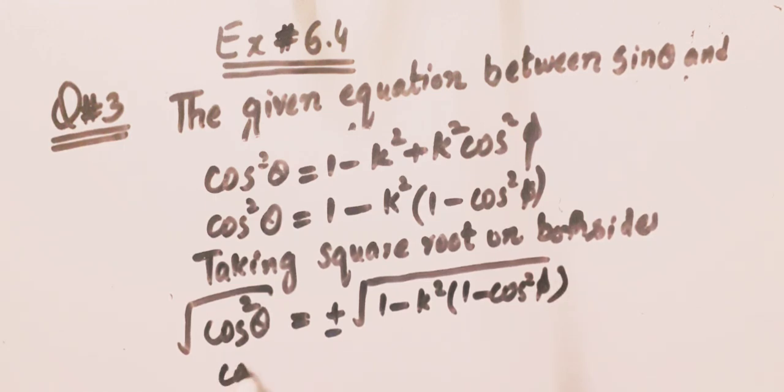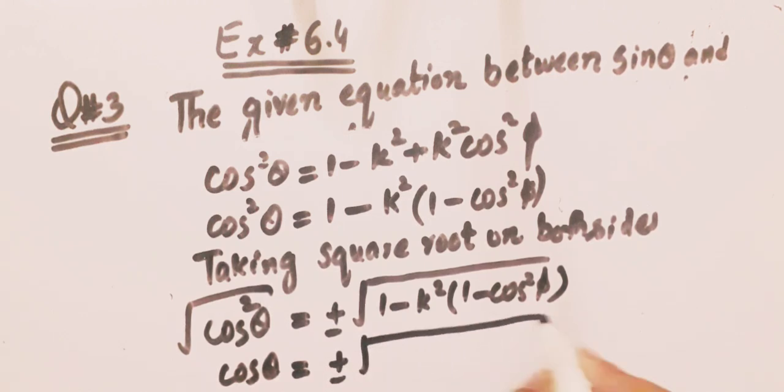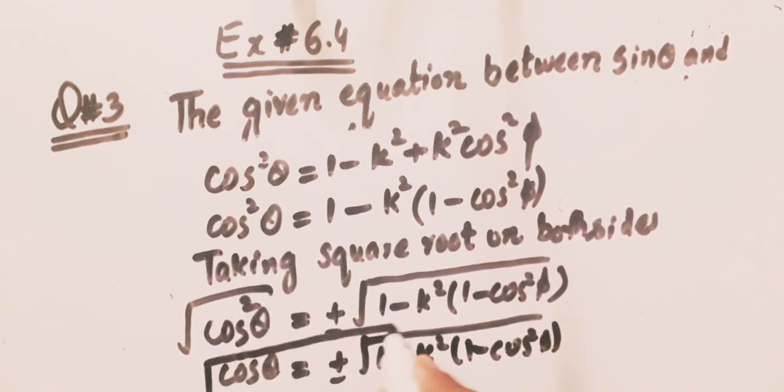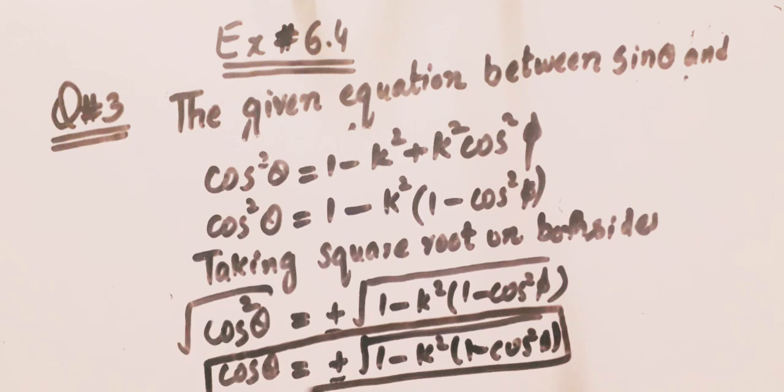So cos theta will be equal to this, 1 minus k square into 1 minus cos square phi. So this is the final answer. We have changed the sin square theta, which was equal to the sin phi. So we get cos theta is equal to plus minus square root of 1 minus k square into 1 minus cos square phi. Now we will solve question number 4.